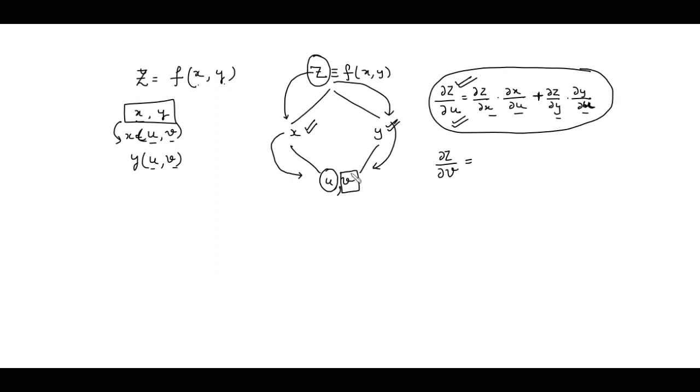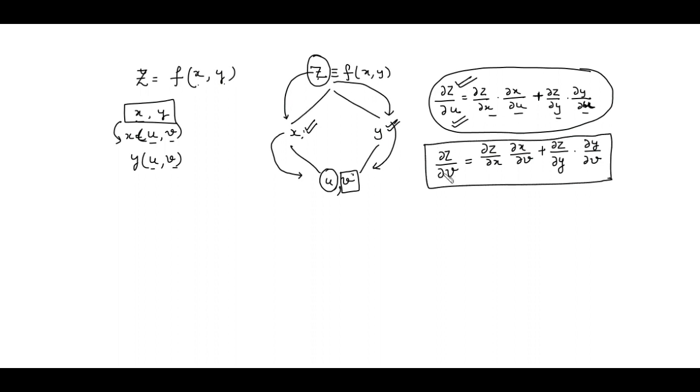Now this will be what? First take its partial derivative with respect to x and then x derivative with respect to v, plus take the partial derivative of z with respect to y and then its derivative with respect to v. So this is the chain rule to find out the derivatives of the function having more than one independent variable, and further these independent variables are the functions of some other two variables, right?